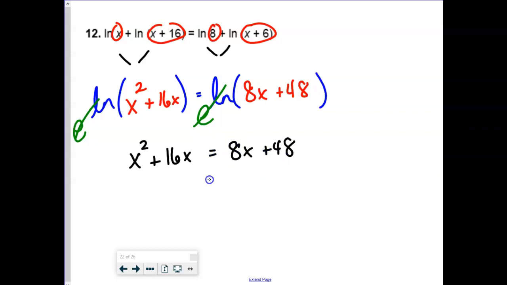Not in standard form yet. Bring everything over to the left-hand side. So x squared, if you subtracted the 8x over, you still have a plus 8x. If you subtracted the 48 over, you have a minus 48. All right, factoring time.